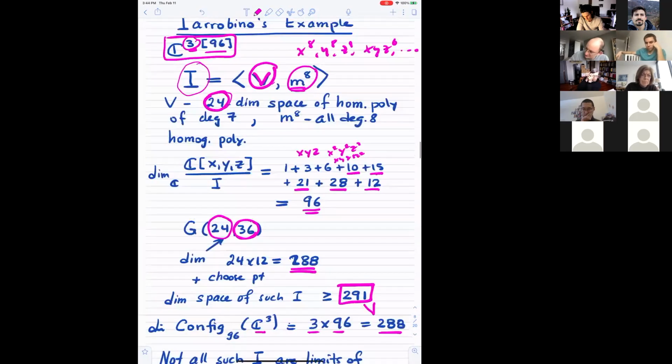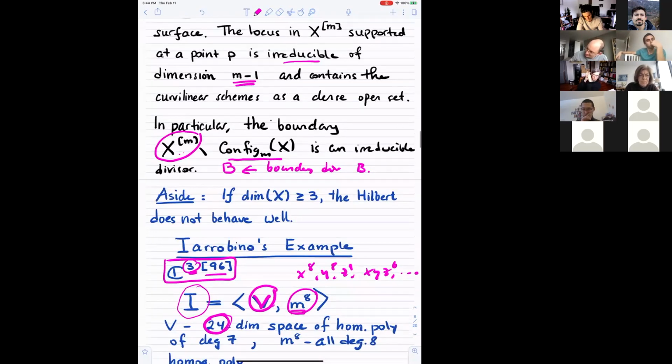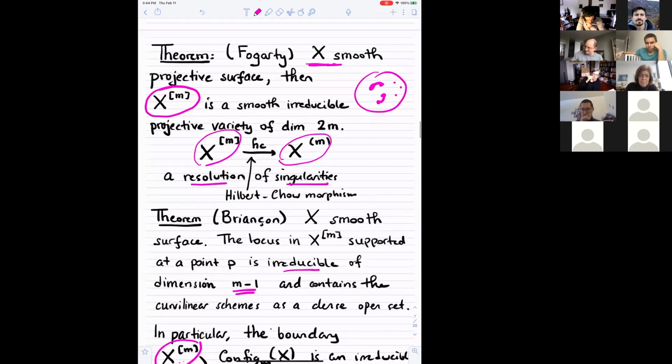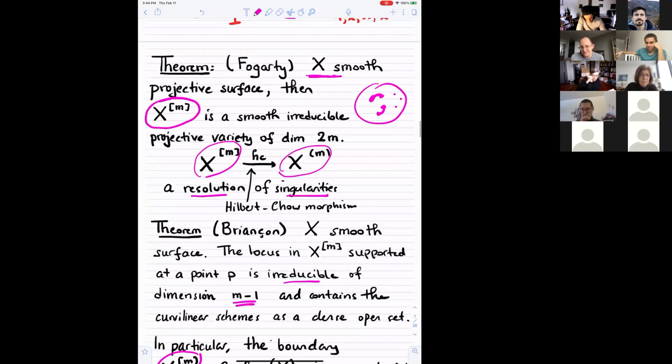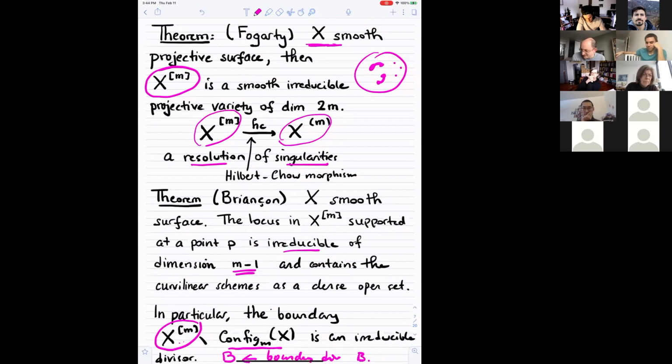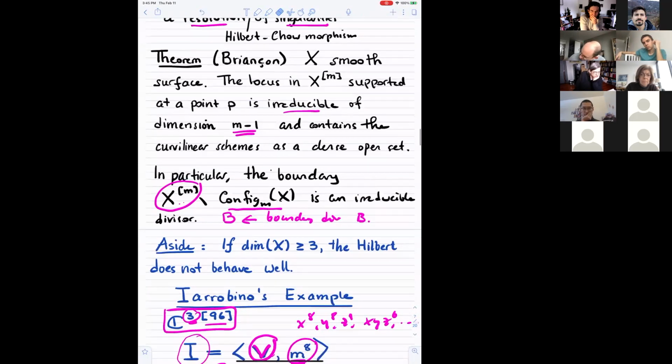So let me go back to my theorems to remind you, when my dimension is 2, life is miraculously wonderful. This Hilbert scheme is a smooth projective manifold of dimension 2m. It's the resolution of singularities of the symmetric product, and this boundary, the complement of the configuration space, is an irreducible codimension 1 set. All right, so we are golden.